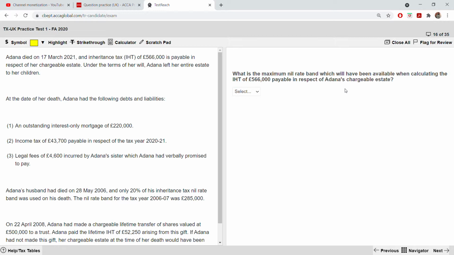Okay. So from this, we know that 20% you have to take out. So that means 80% of 325,000 plus 325,000. That means a total of 585,000 nil rate band. We have an option here: 585,000. How? Because 325,000.